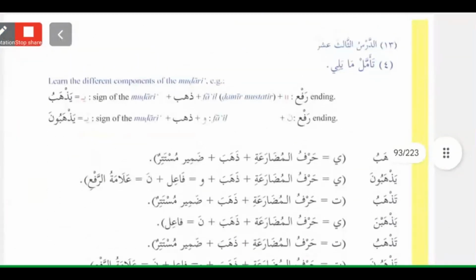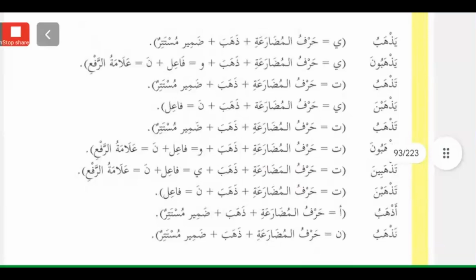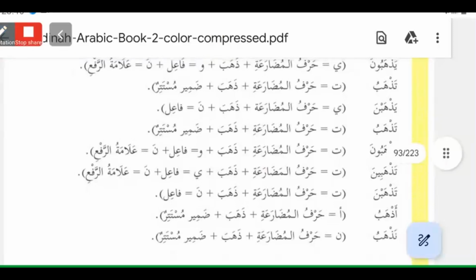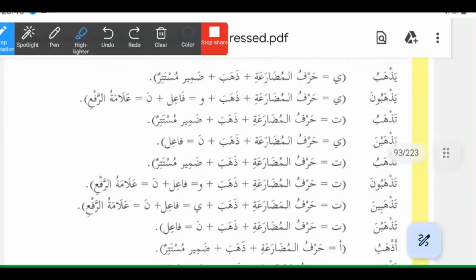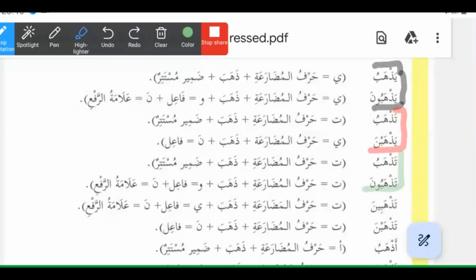So now here is a very good compilation of all the mudariya which is being mentioned, which we discussed here. From here, yazhabu, yazhabuna, this is one. Then we have tazhabu and yazhabna, this is number two. Then we have tazhabu, tazhabuna, number three. Then we have tazhabina and tazhabna, number four. And then we have azhabu and nazhabu.